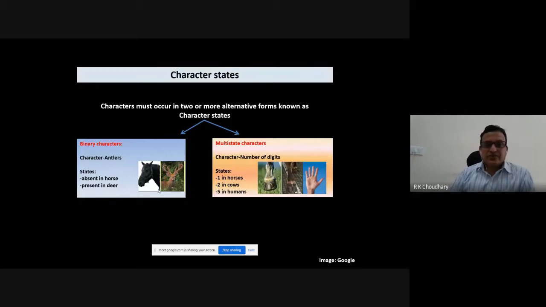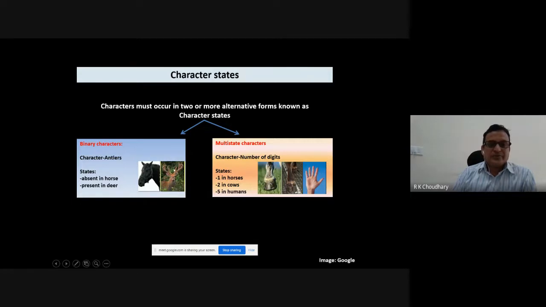Characters, when you try to understand them, are either in binary form or in multi-state form. Binary form means the character is either present or absent, and multi-state means the same character is present in three or more different forms. Binary characters are in the form of 0 and 1. As you can see, antlers are absent in horse but present in deer. So this is a 0-1 character, where the same character is either absent or present.